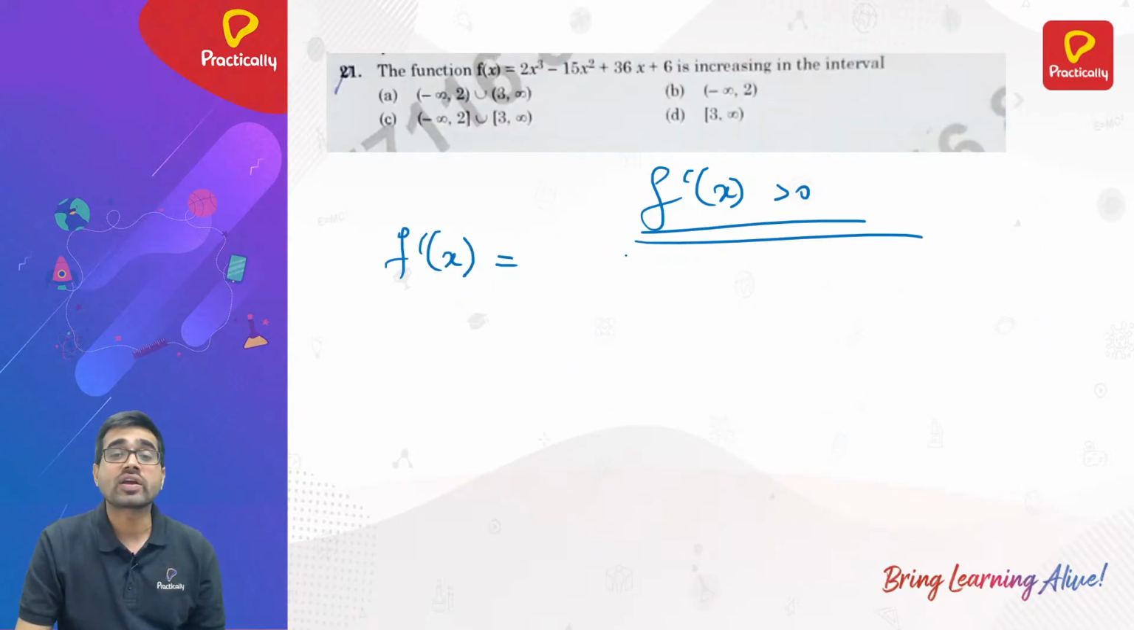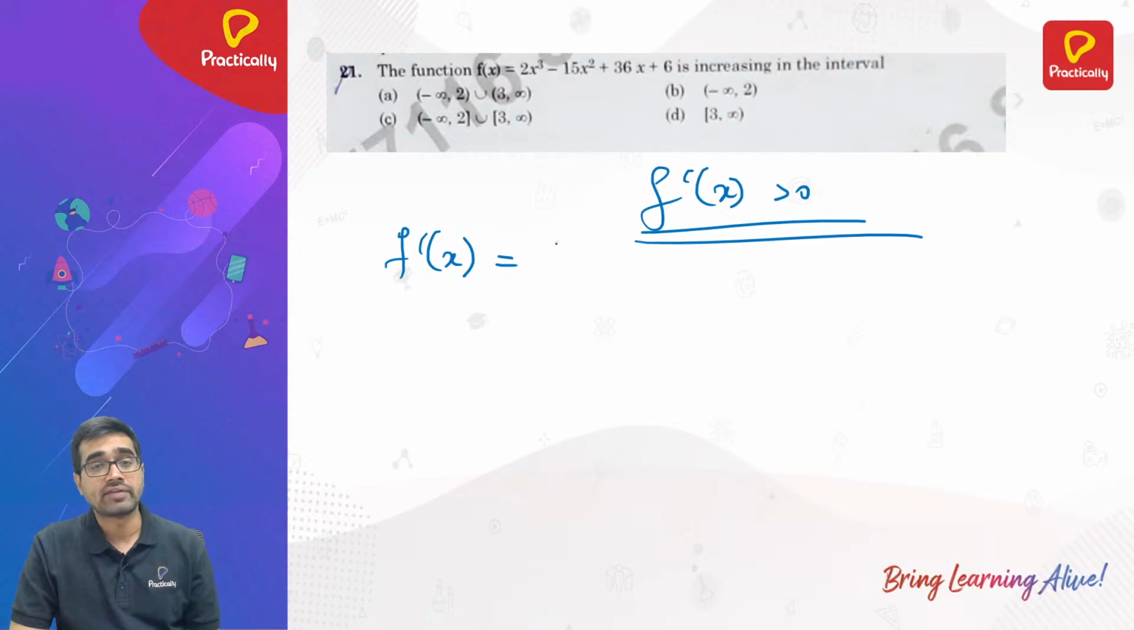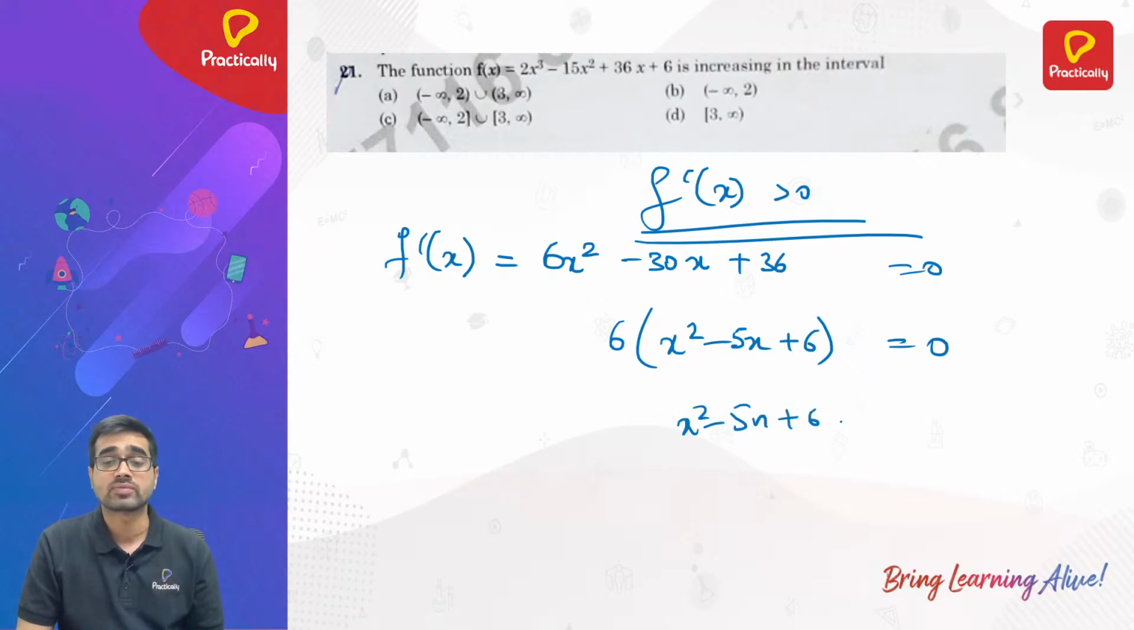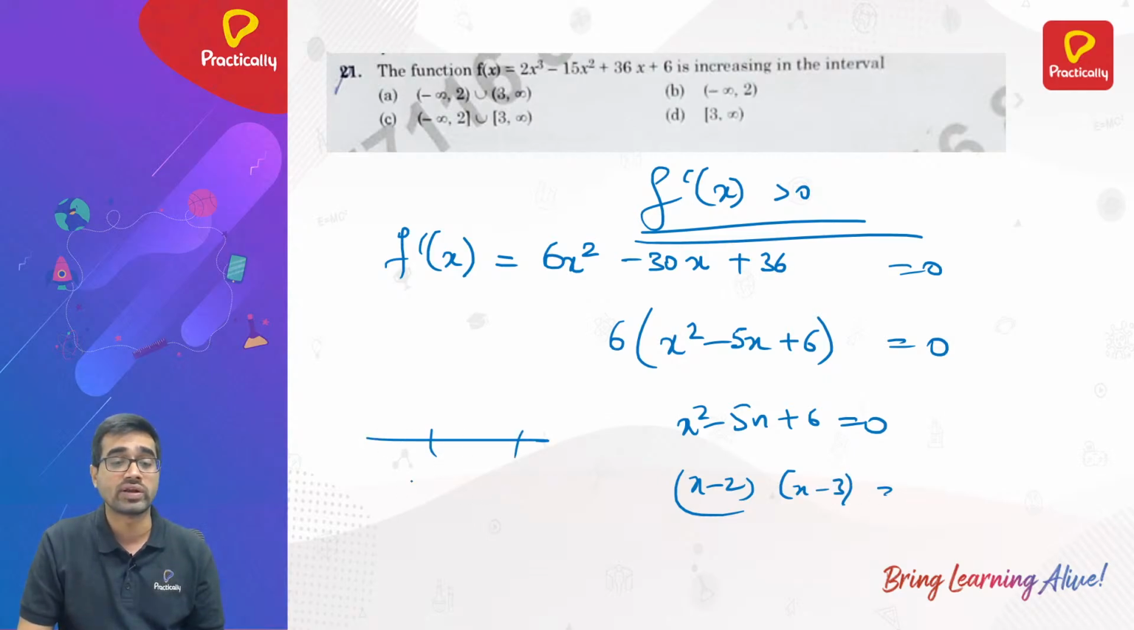Dharmesh. Okay. Now let us quickly differentiate it. It will be 6x square minus 30x plus 36. I have to equate it to 0, 6 common. Very easy. So you get x square minus 5x plus 6 equals 0. So x minus 2, x minus 3. Basically the roots are 2 and 3.